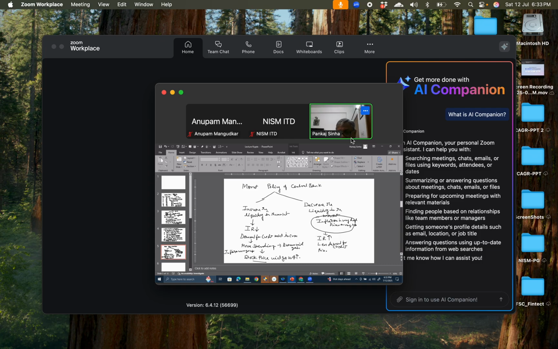Price will go down. Businesses will not be getting that profit because now loan is costlier, so their profit margin will go down. And ultimately what will happen? Stock price will go down.